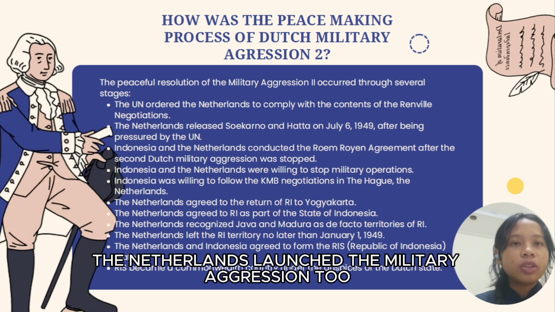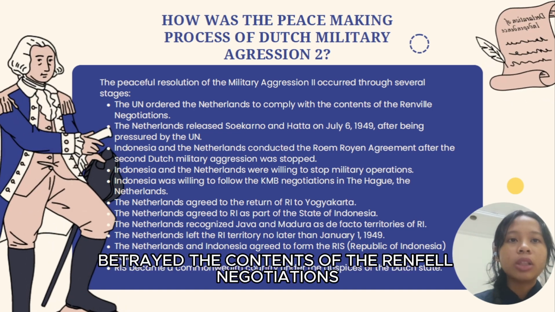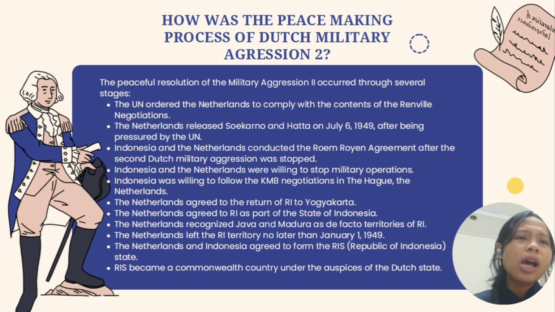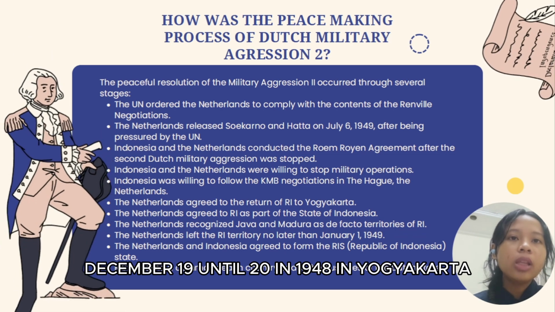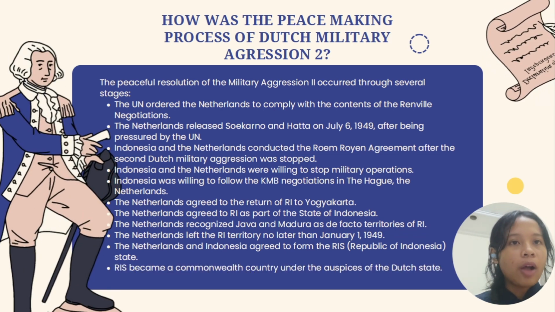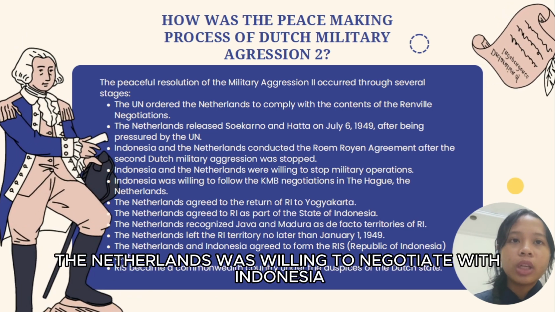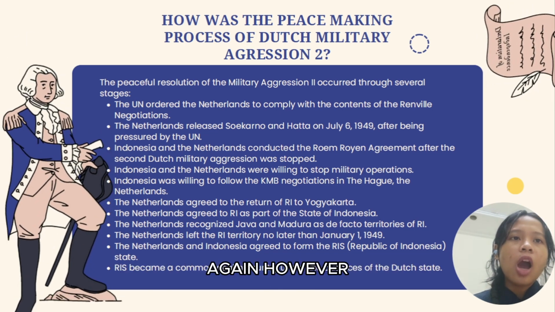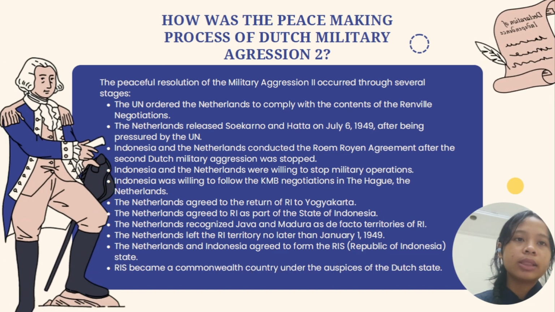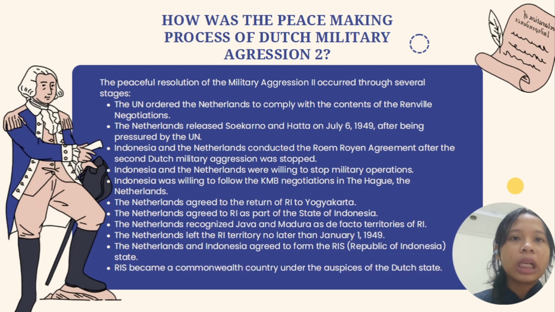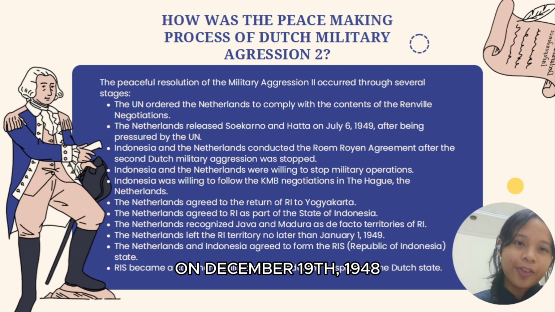The Netherlands launched military aggression 2 because they felt that Indonesia had betrayed the contents of the Renville negotiations. This attack took place from December 19 until 20, 1948 in Yogyakarta. After military aggression 1, the Netherlands was willing to negotiate with Indonesia again. However, both parties claimed that the other party had betrayed the negotiations. These reasons made the Netherlands launch its second military aggression on December 19, 1948.